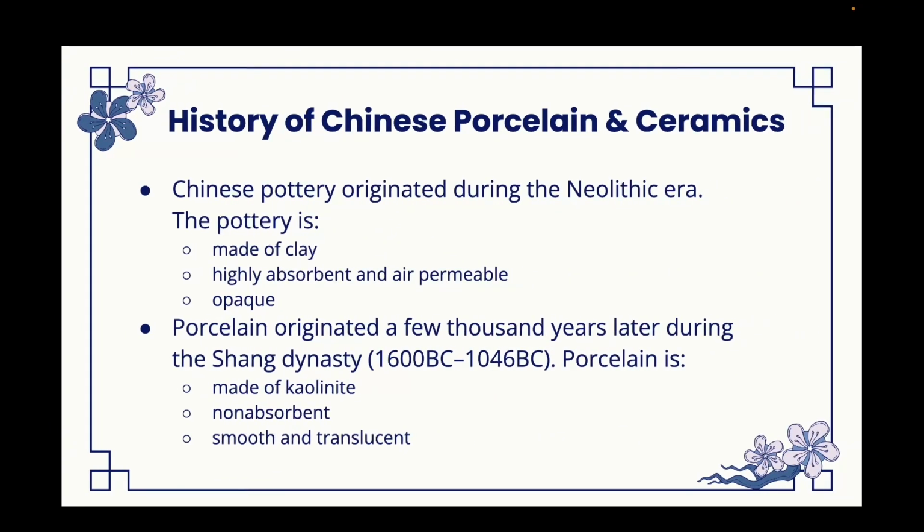So Chinese pottery originated during the Neolithic era. The pottery is made of clay, highly absorbent and air permeable, and opaque. Porcelain, on the other hand, originated a few thousand years later during the Shang dynasty. Porcelain is made of kaolinite, non-absorbent, and smooth and translucent.